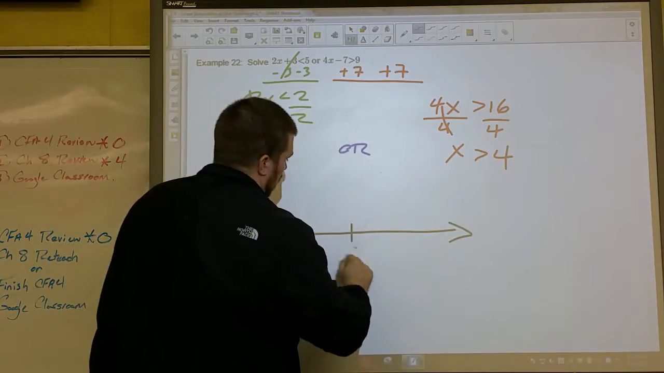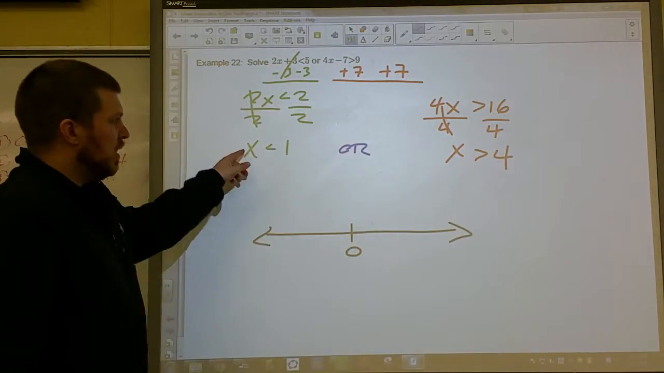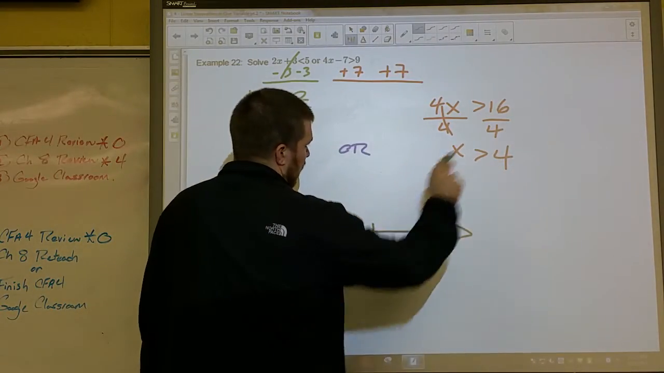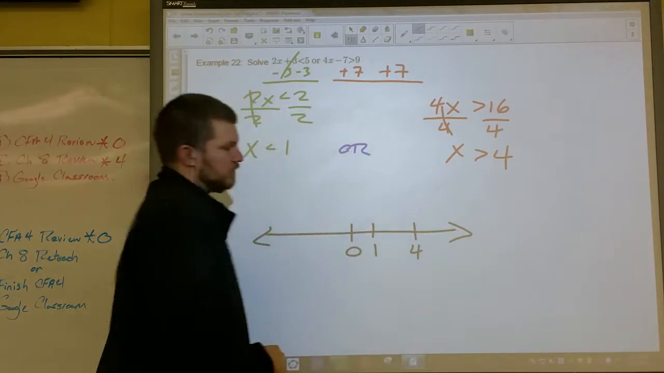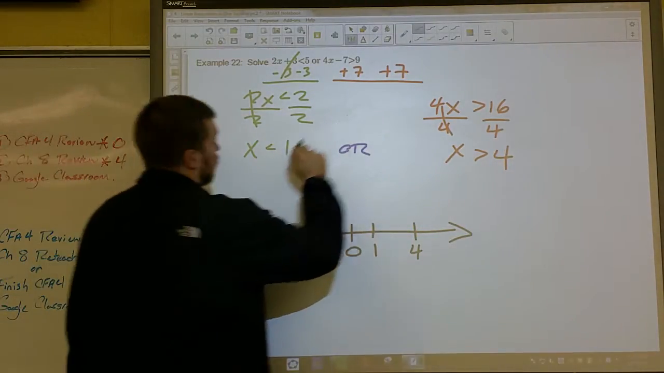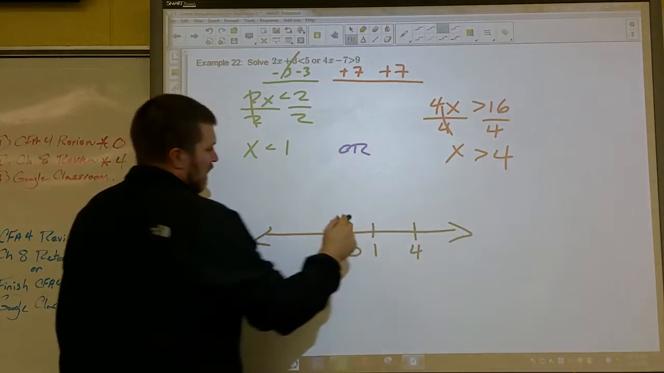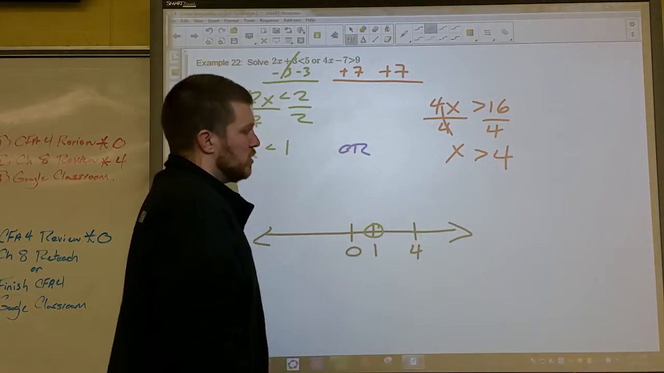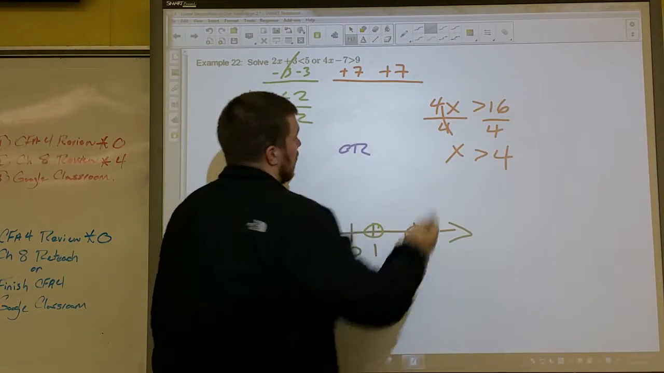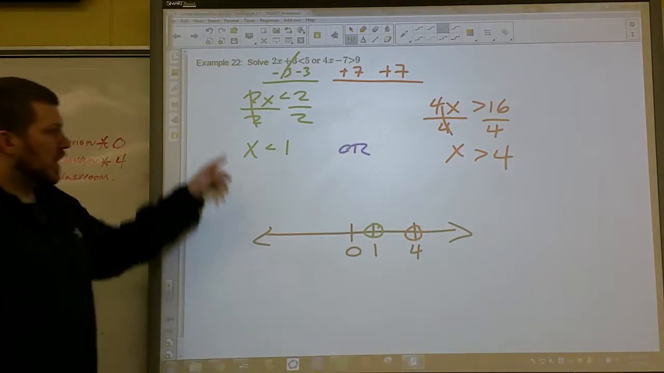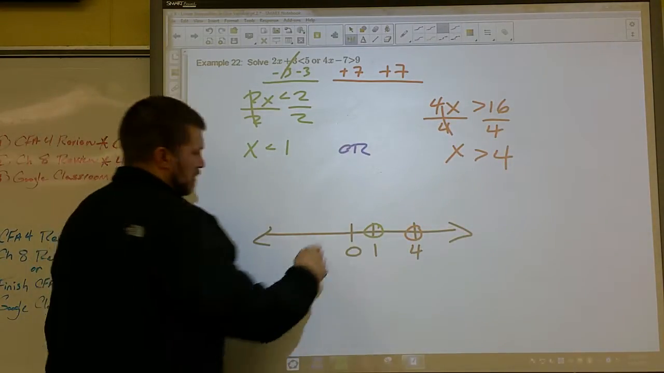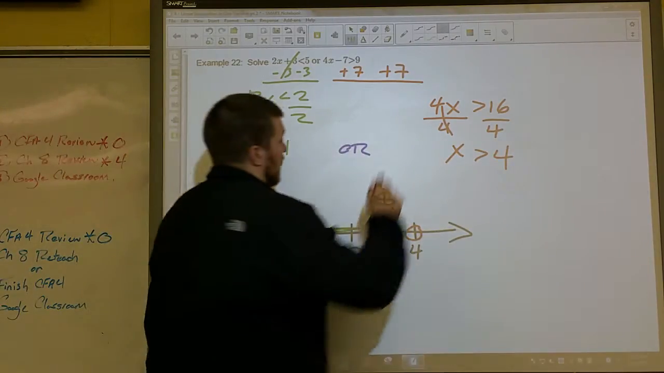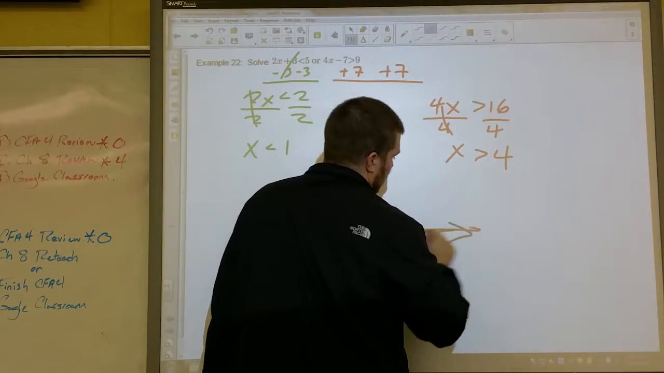Again, when I draw a sketch, I always put 0, and I put my numbers for my answers on the number line in a logical order. 1 comes to the right of 0, and 4 comes to the right of 1. Okay? I know for the green inequality, x less than 1, I have an open circle because I don't see the line. Same thing for the red inequality, x greater than 4. I do not see the line, so I need an open circle. Now I'm going to shade. For the green one, I have x less than 1, so I'm going to shade to the left. And then for the red inequality, I have x greater than 4, so I shade to the right.